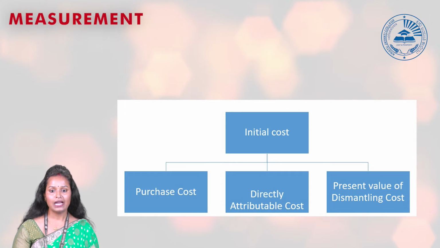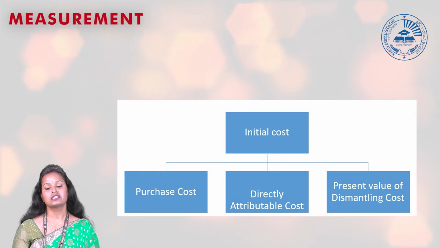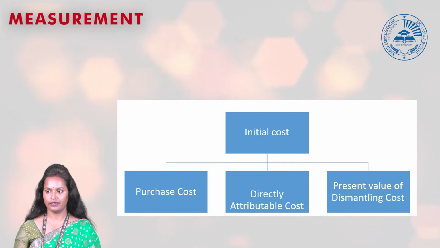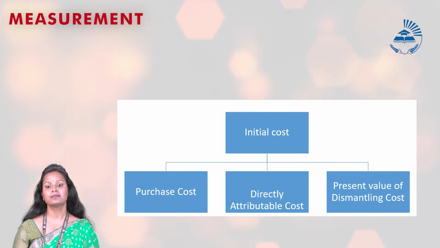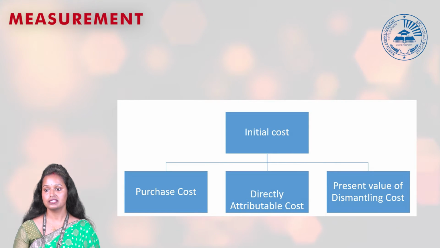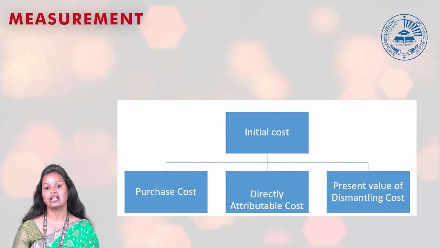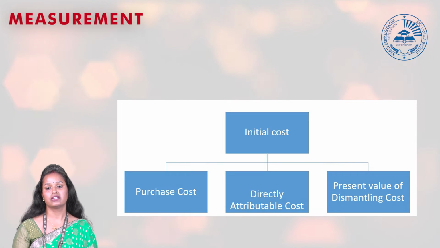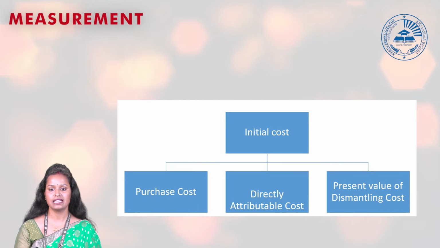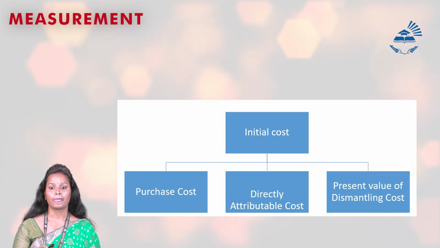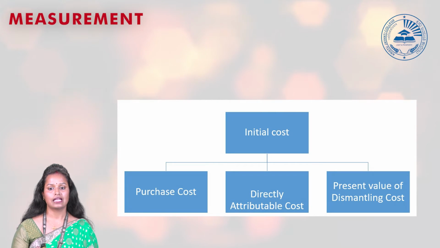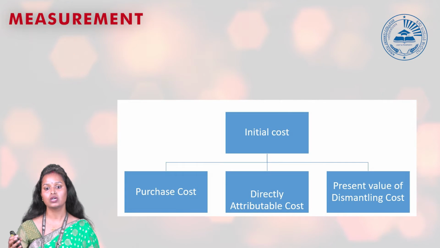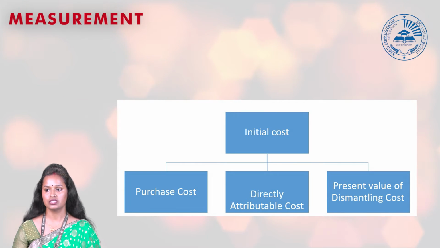Apart from it, one more cost must be added. This cost will not be added every time, but in some cases it will be. What is that cost? That is the present value of dismantling cost. I want to give an example for the same. Say the Jio company wants to install a network on the Kristu Jayanti College terrace.